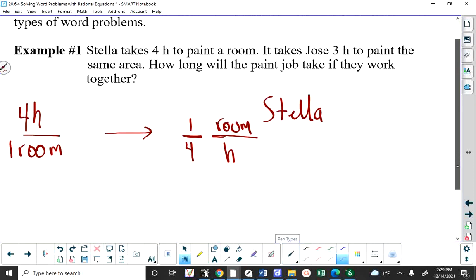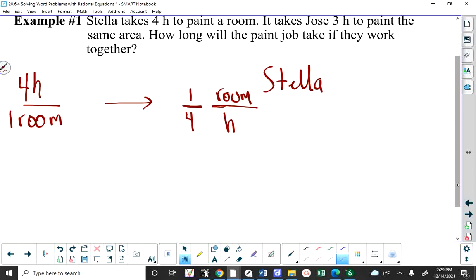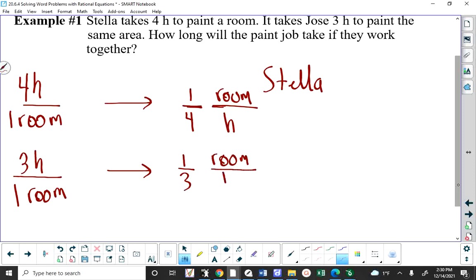If we do the same thing with Jose, 3 hours is the time it takes to do one room. If we turn that on its head, we get 1/3 of a room per hour. Now, forget about Jose for a second. I want you to focus on Stella's rate here of a quarter of a room per hour. Every hour she does a quarter of a room. I want you to figure out for me how many rooms Stella could paint in 20 hours.